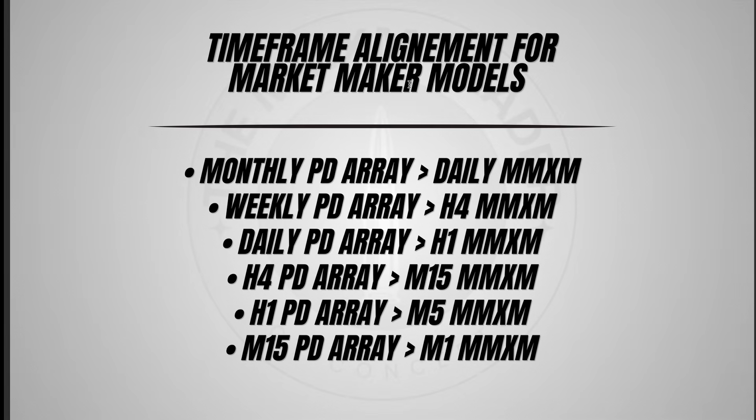So this is the time frame alignment we're going to use for internal to external or external to internal. This is not for the ranges. This is just for internal to external and external to internal. We're going to be pairing a monthly PD array with a daily market maker buy or sell model, weekly with a 4-hour, daily with a 1-hour, 4-hour with a 15, H1 with a 5, and M15 with a M1.